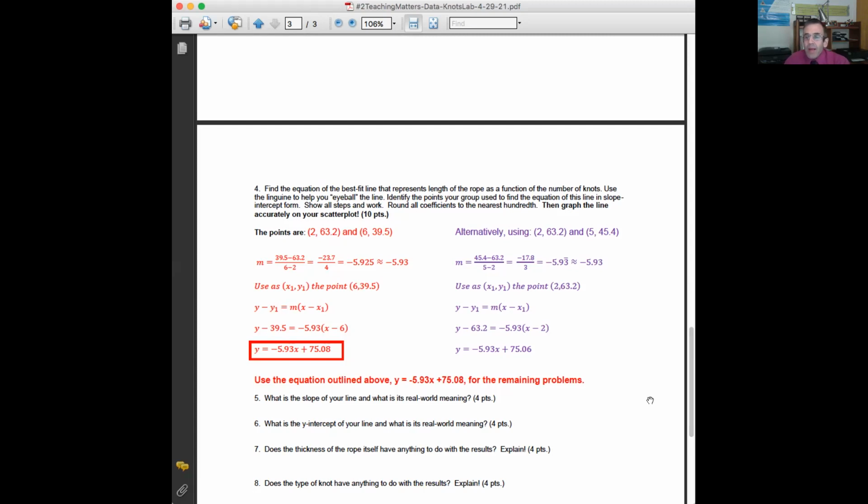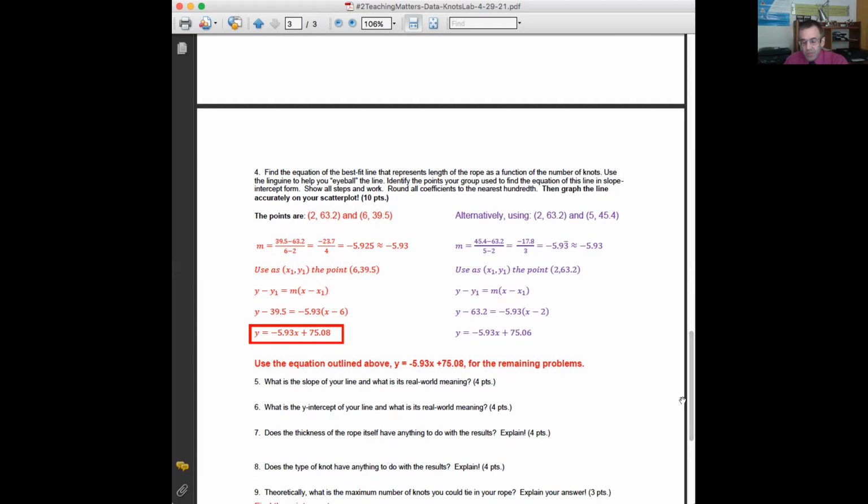Now, the type of knot, what does that have to do with the results? Here I am holding up a rope, and I have 2 different type knots. By my left hand, I have a figure-8 knot. By my right hand, I have an overhand knot, which is what I tied in the original rope. The type of knot will affect the rate of change. So this is a variation you could do with this activity.